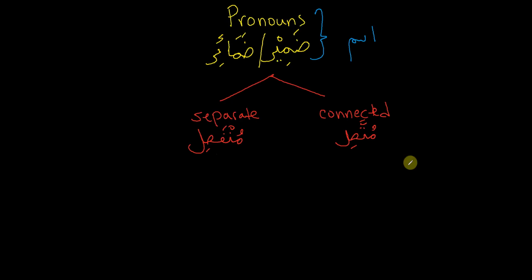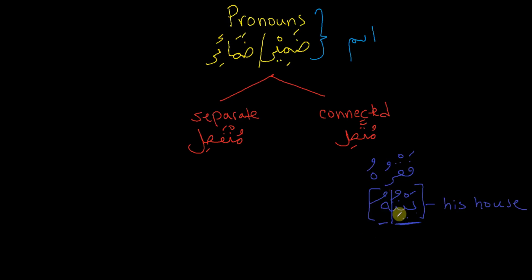So connected could be, for example, faqruhu or baytuhu. Let's look at baytuhu. Baytuhu means his house. We see that bayt means house and hu means his. So this is actually an idafa construction like we know. We separate it and say this is an idafa, with a mudaf ilayh, but more importantly it's a pronoun that is connected to the word bayt, and that's why it is a muttasil.